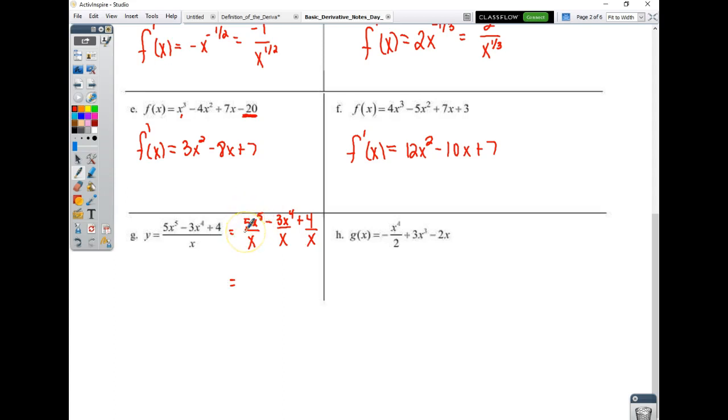What does 5x to the 5th over x become? What's the next term? Plus. Fantastic. Kevon.